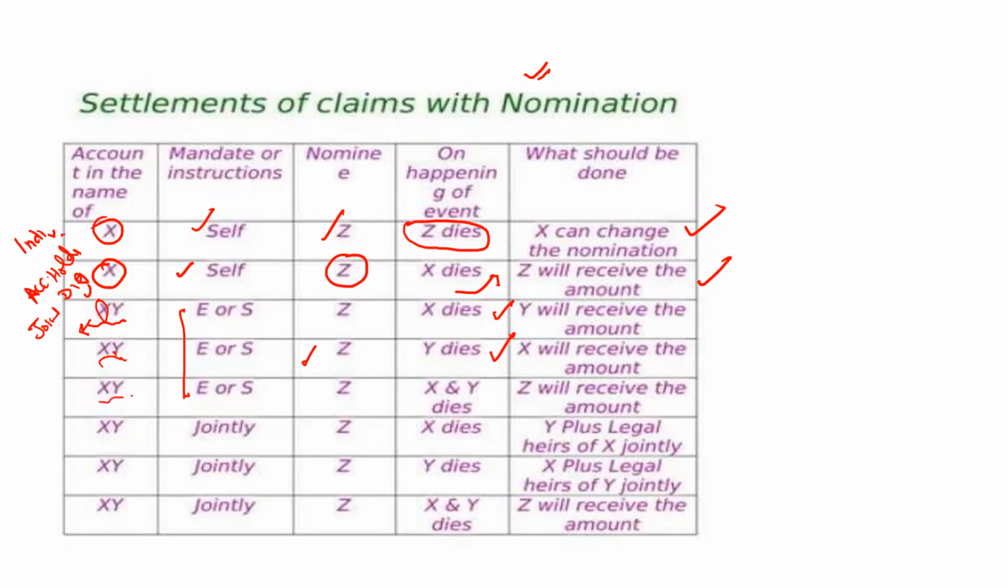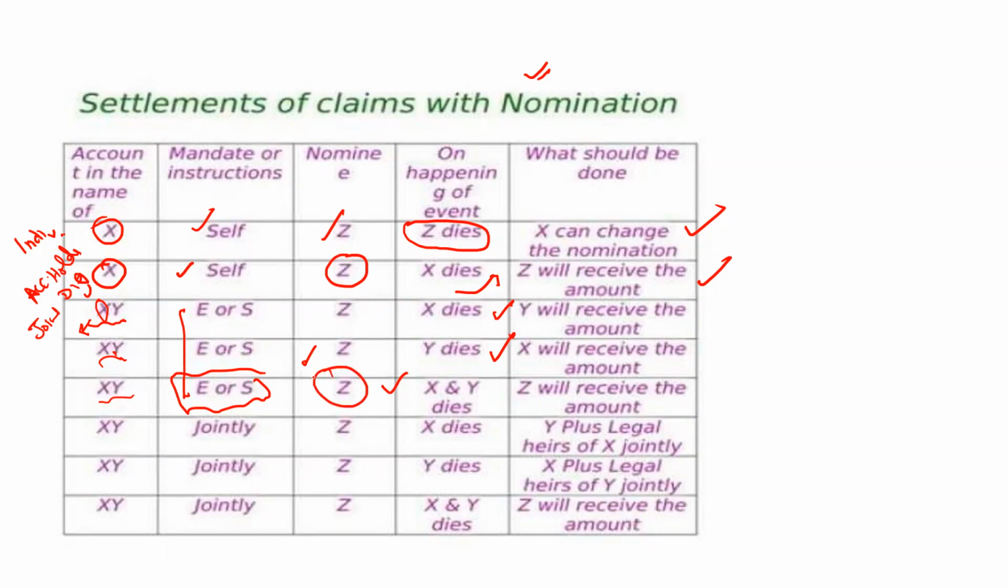And here X Y is the joint account holder. Operation is to be either or survivor. And here X and Y both die. So what will happen in that case? When X and Y both die, there is a nominee in the account, so Z will receive the amount.